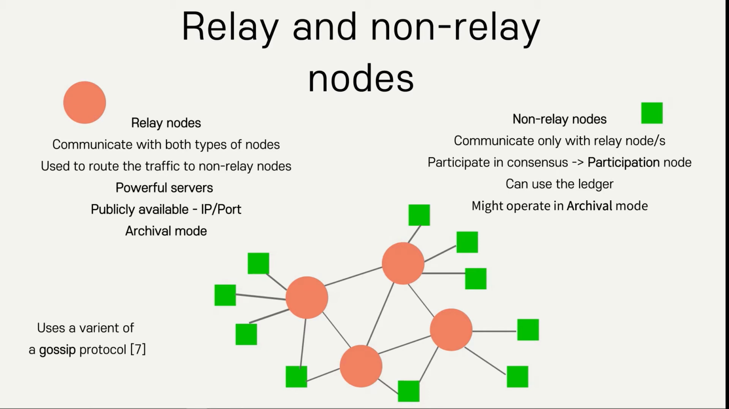The consensus algorithm is run among different users in the network. The users are represented by nodes. The Algorand network differentiates 2 main types of nodes, relay and non-relay nodes. First, relay nodes are used to communicate with both non-relay and relay nodes, and are used to route the traffic to non-relay nodes. As a result, these nodes have to be powerful servers to handle the load. They also need to have a public IP and open certain ports for communication.